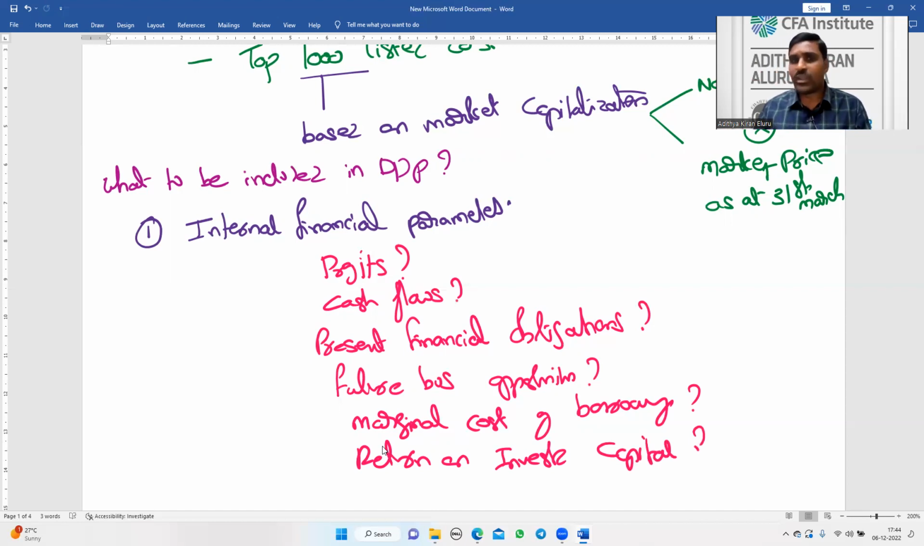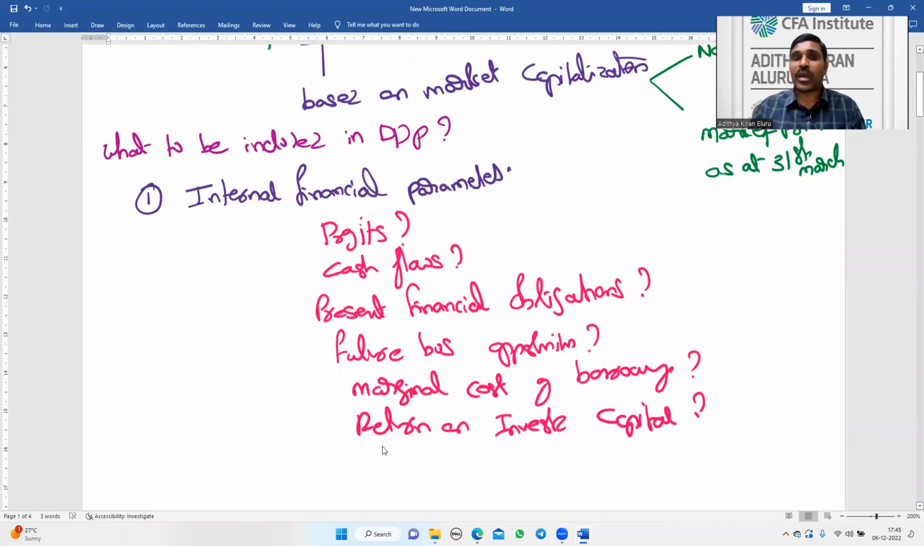Okay, sir, I got the profits, I got the cash flow, I don't have much future obligations, I have future business opportunities, but on that I'll get less return on invested capital. Then why should I retain it? Better I'll pay it as a dividend to the shareholders. Even though I have a good future business opportunity, if the return is less, I don't want to use it. That is the point. No, sir, return is good, but how about the cost of borrowings? Marginal cost of borrowing.